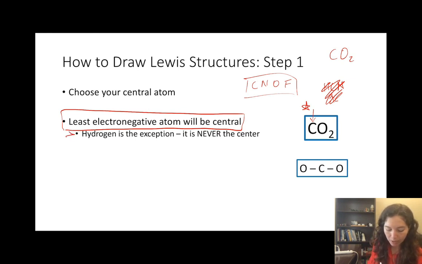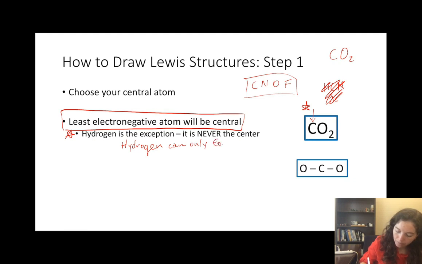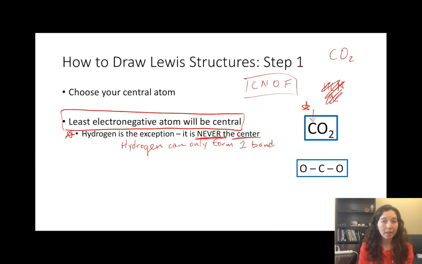Hydrogen is an exception. We're going to talk about this in a little bit, but do know that hydrogen is never the center of a molecule. It can only have one bond on it, so you may want to go ahead and write that down. Hydrogen can only form one bond. Therefore, it is never the center of an atom. So do not make that mistake.